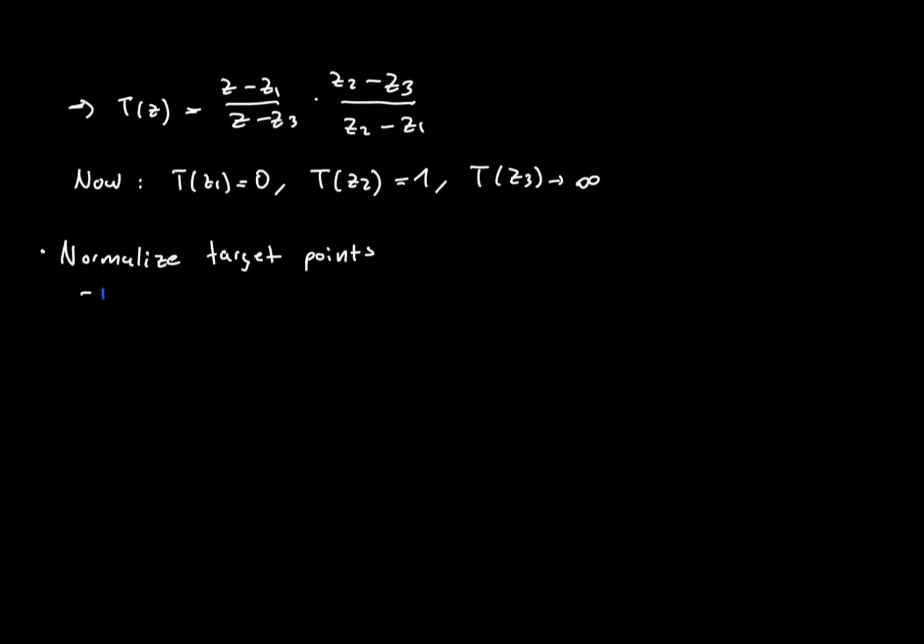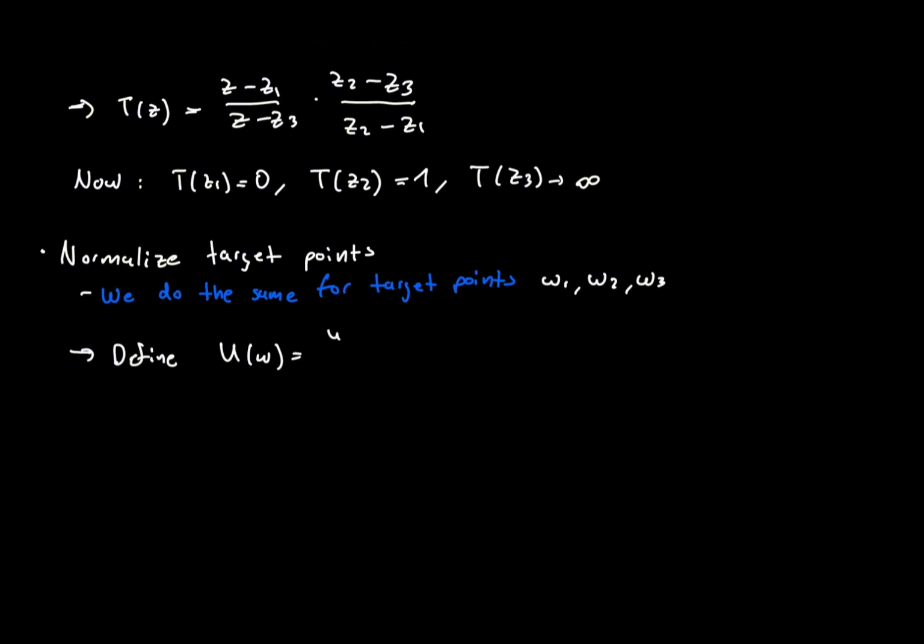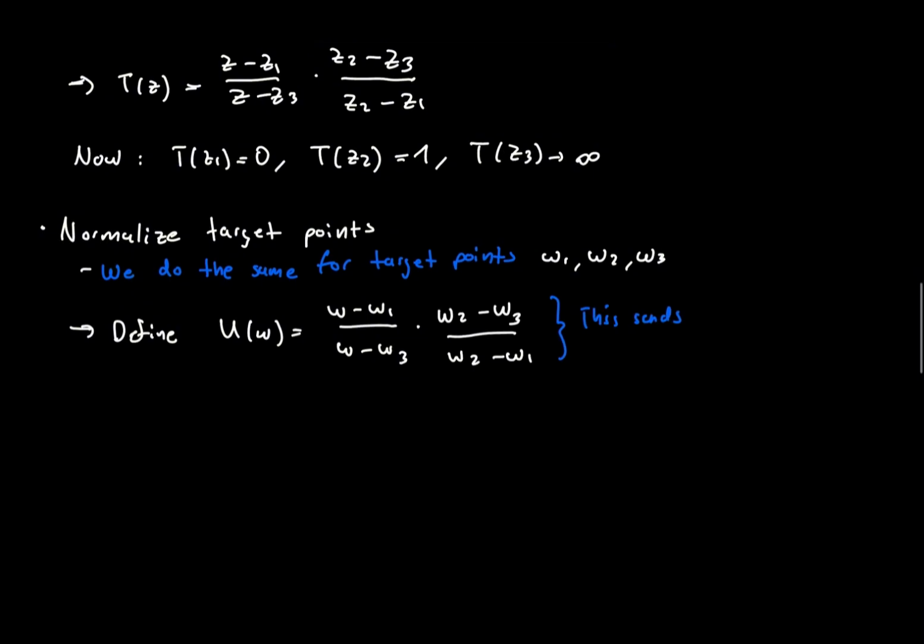Then, we do the same thing for the target points. We build an expression in W that sends W1 to 0, W2 to 1, and W3 to infinity. That expression is (W minus W1) divided by (W minus W3) times (W2 minus W3) divided by (W2 minus W1).